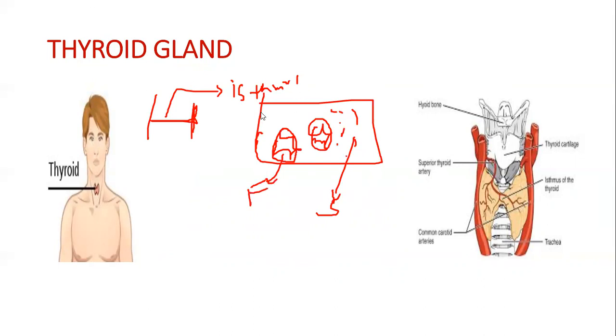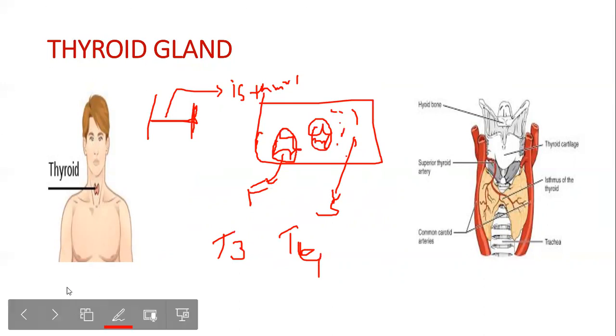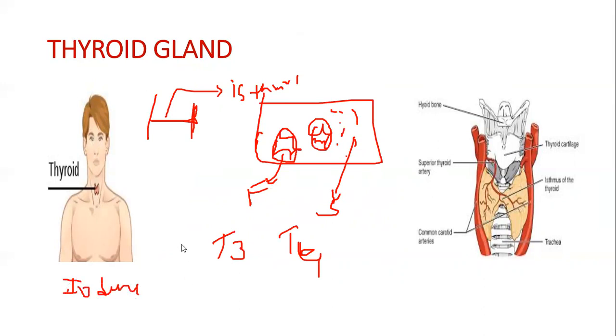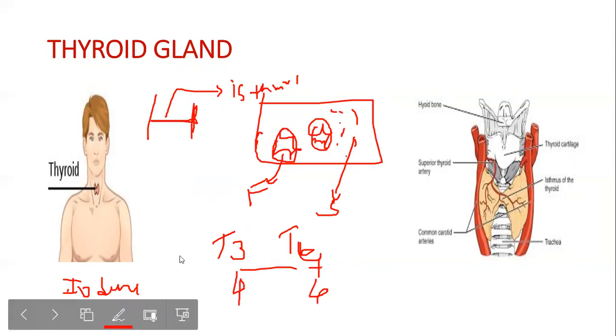Each thyroid follicle is composed of follicular cells, and these give two hormones, T3 and T4. T3 is triiodothyronine and T4 is thyroxine. Basically iodine plays an important role in maintaining normal hormone synthesis in the thyroid. The 3 and 4 are basically the number of iodine atoms, so it is triiodothyronine and tetraiodothyronine.